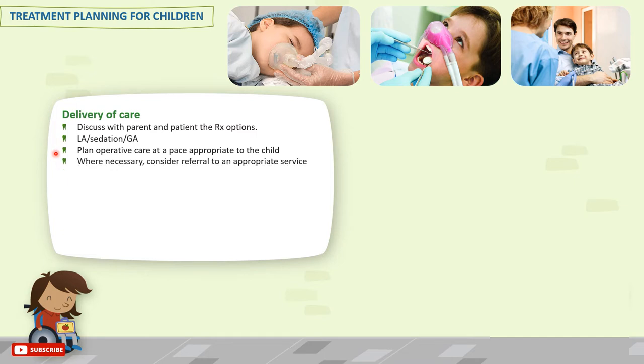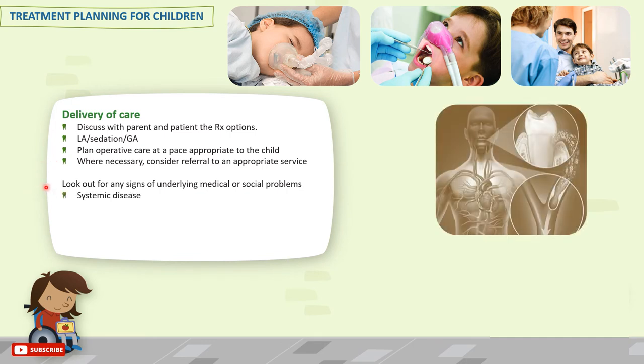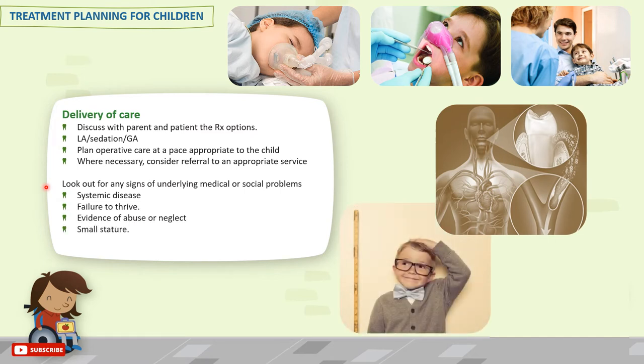Be prepared to reconsider the method of delivery of care if the patient proves unable to accept the treatment using the original delivery strategy. Where necessary, consider referral to an appropriate service which can provide sedation or general anesthesia. Look out for any signs of underlying medical or social problems which may modify the treatment plan, like systemic diseases, failure to thrive, evidence of abuse or neglect, small stature, and other family circumstances which might affect the care, such as home distance and other family or work caring commitments.